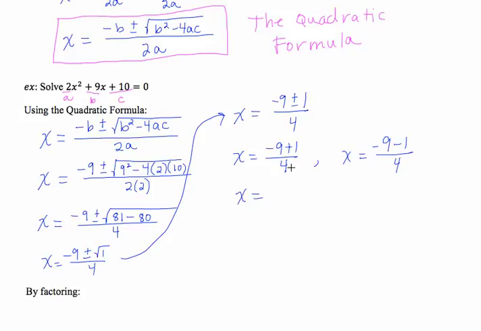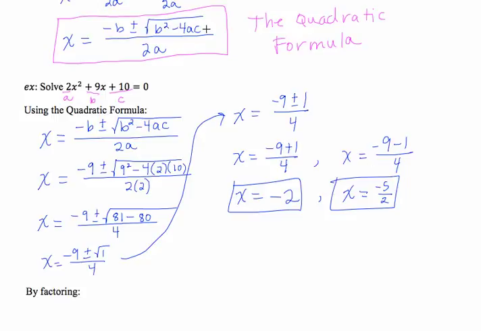These two solutions are negative 9 plus 1, which is negative 8, and negative 8 divided by 4 is negative 2. And over here we have negative 9 minus 1, which is negative 10. Negative 10 fourths is equivalent to negative 5 halves. So those are the two solutions to this quadratic equation that we got using the quadratic formula up here.